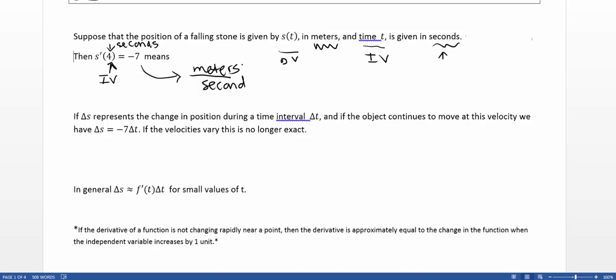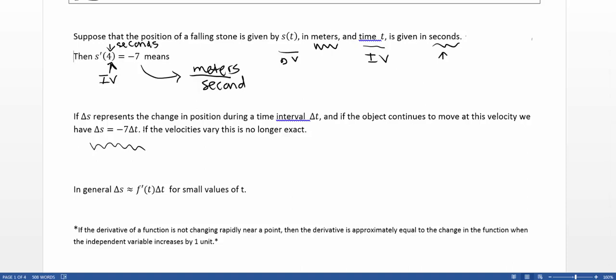So in this particular example, if delta S represents the change in position during a time interval delta t, delta usually means change, okay? So the change in S, or the change in position during a small time interval, and we're looking at the change in time, and if the object continues to move at this velocity, we could also make a statement that the change in position is equal to -7 times the change in time, as long as the velocity is small and as long as it's not varying.